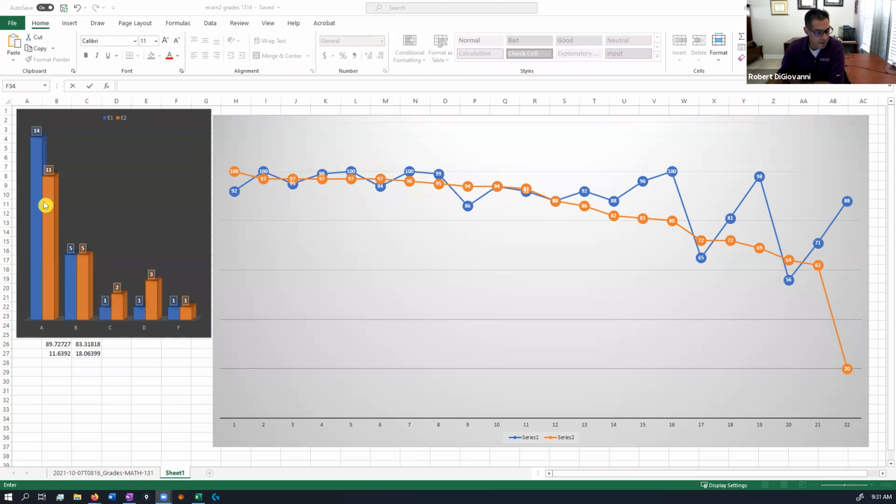The number of A's, the number of B's, C's, D's, and F's on the exams. The blue one is exam 1, orange one is exam 2. So the number of A's went down a little bit. Number of B's was the same. C's went up a little bit, D's went up a little bit, F stayed the same. The average on the test was an 83. The average on the first test was an 89, almost a 90. So the average went down a little bit.